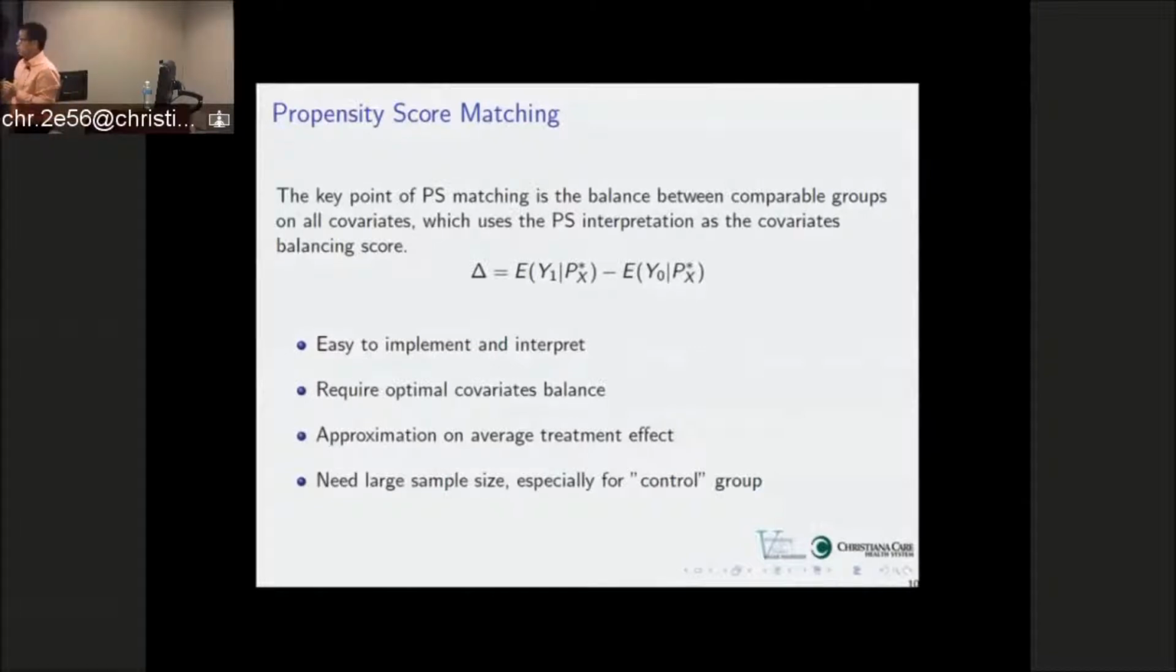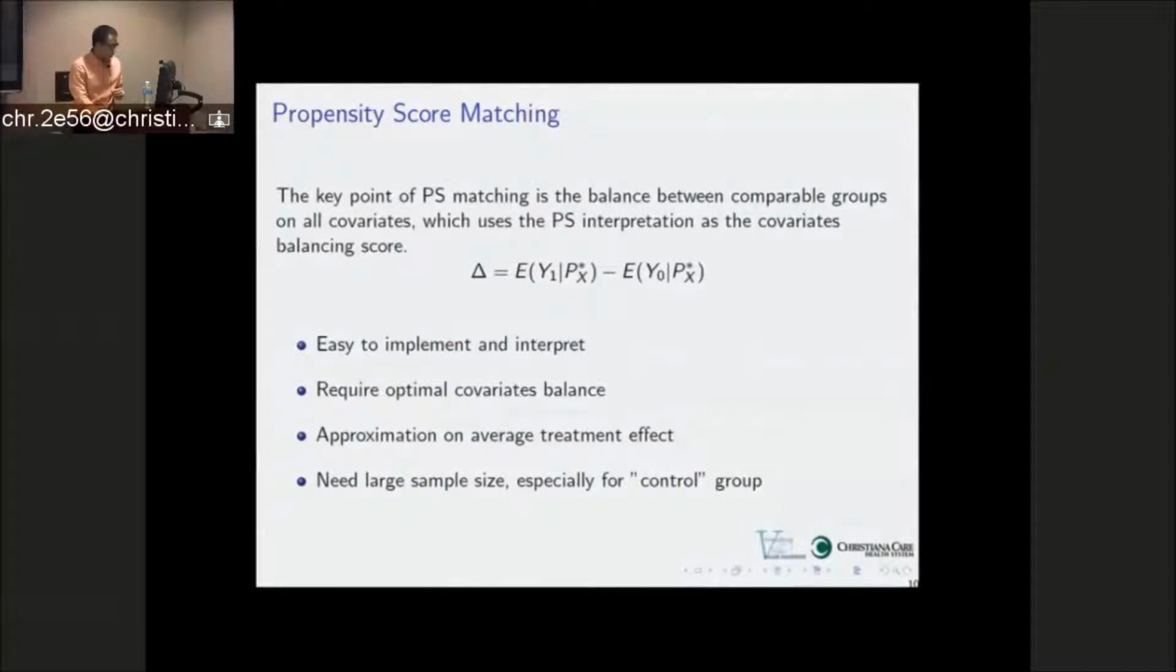Also, like all matching methods, it can only give you an approximation of the average treatment effect, because the propensity score is a continuous value. So in practice, we usually cannot find exactly the same propensity score from the two groups. Also, it needs a relatively large sample size, especially for the control group.